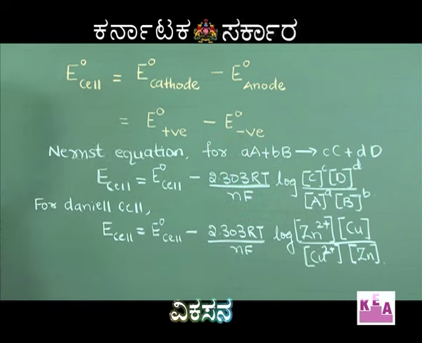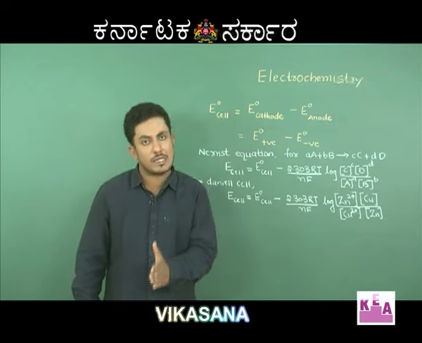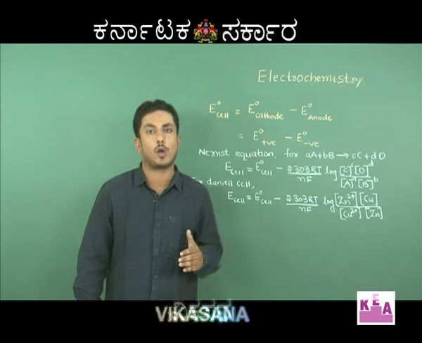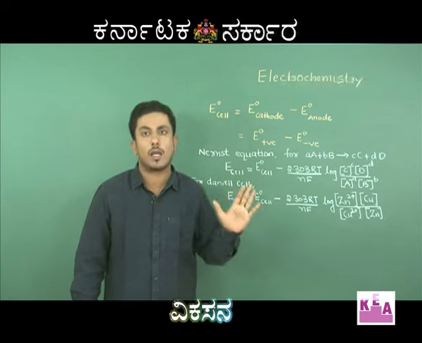where small letters a, b, c and d are the stoichiometries. For a Daniell cell, if you consider a Daniell cell consists of two electrodes, one zinc electrode, the other one is the copper electrode. Zinc acts as an anode and copper acts as a cathode.